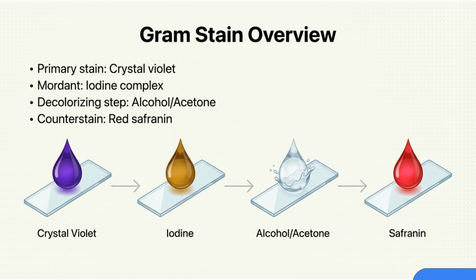The gram stain utilizes a four-step process. First, crystal violet is the primary stain, followed by iodine as the mordant. Next, the decolorizing step uses alcohol/acetone, and finally, red safranin is used as the counterstain.